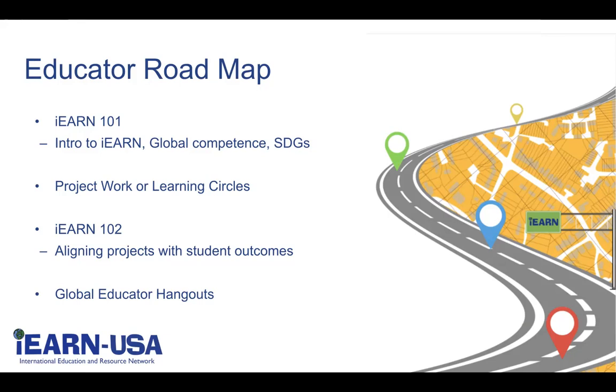Then you move into your project work or learning circle. And as I said, as we've mentioned a couple of times here, we're really encouraging you to do those learning circles the first round for the structure that is available there. In iEARN 102, you work on aligning your projects with your learning objectives and think about guiding your students to sharing and presenting and reflecting on their exchange experience within our community. In addition to these trainings, as I mentioned, we have the Global Educator Hangouts that give you a chance to connect with other educators across the world.